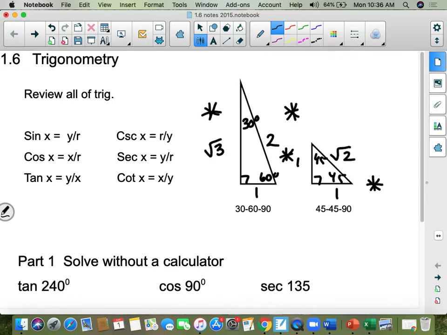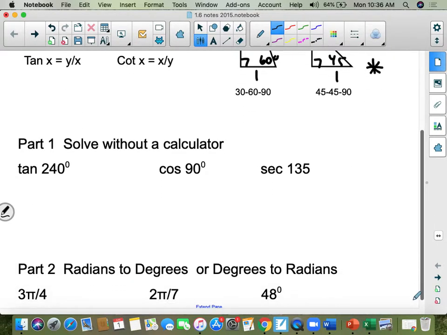You also have to know that the sine is y over r, cosine is x over r, tangent is y over x, and they're reciprocals. So here we go. Let's just review trig in one section. Solve without a calculator. We did lots of this last year, lots of it. I even gave you a summer packet on how to do this.